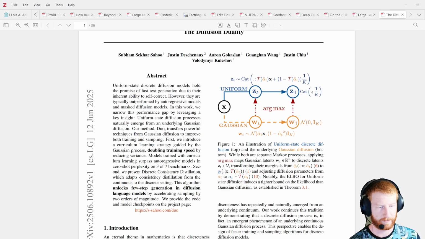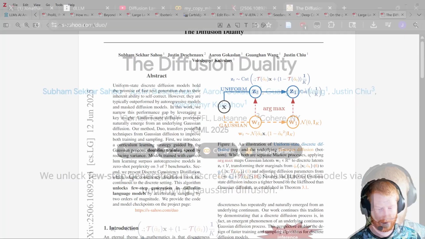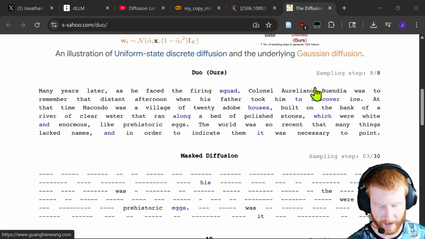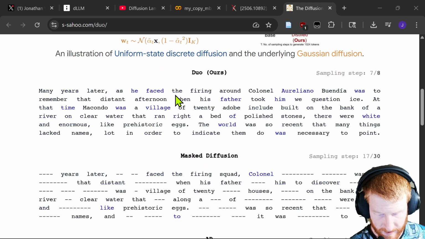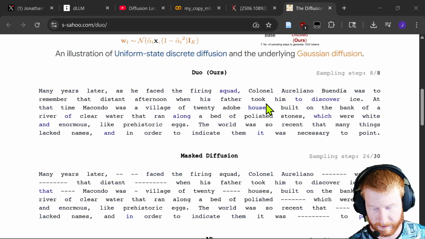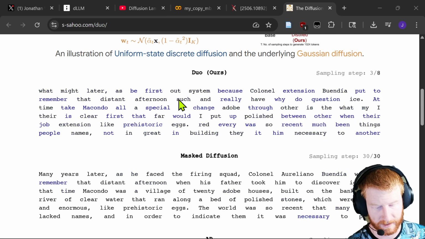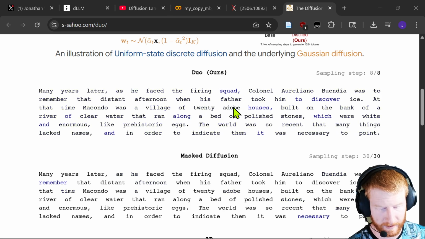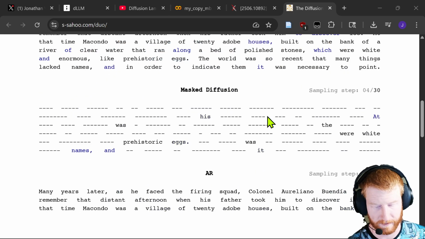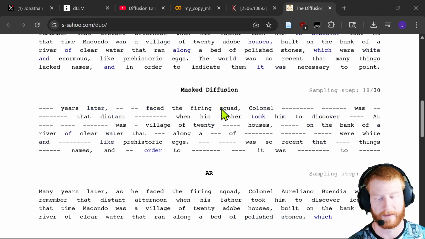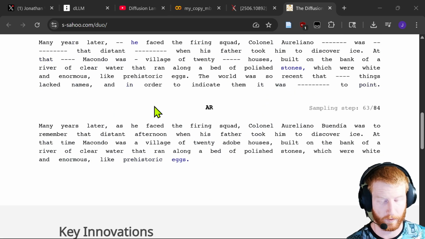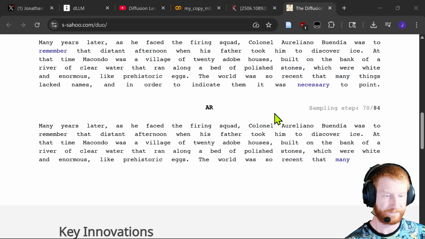In fact, we should switch back over to the website for this, which has a nice little animation of the final thing they're going to produce. You see the blue here highlighting the tokens that change. It starts with complete nonsense and it gradually refines and refines, as opposed to masked diffusion like we looked at, which starts with all masks and then gradually unmasks, or autoregressive, which does one word at a time.